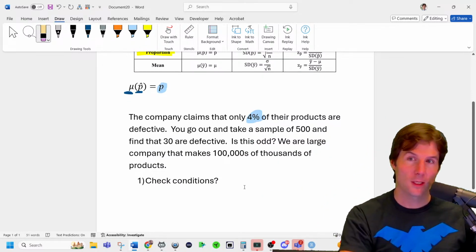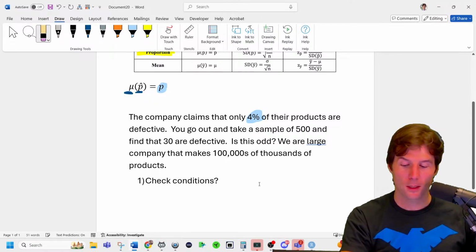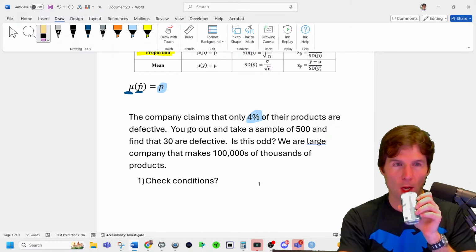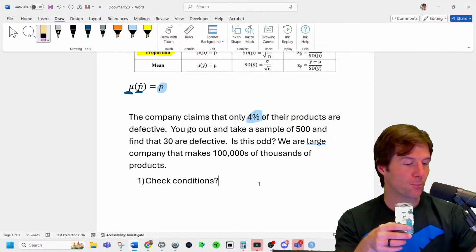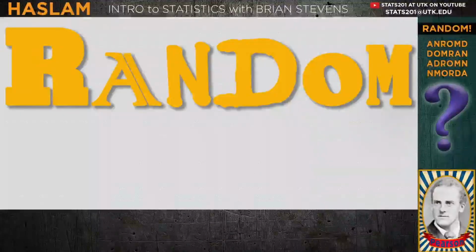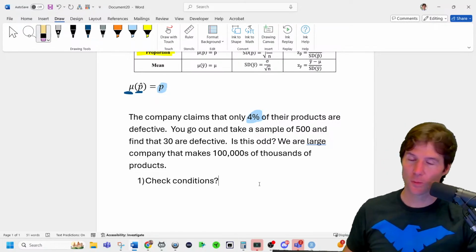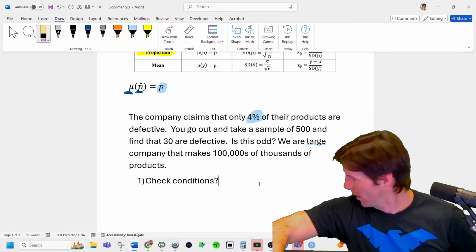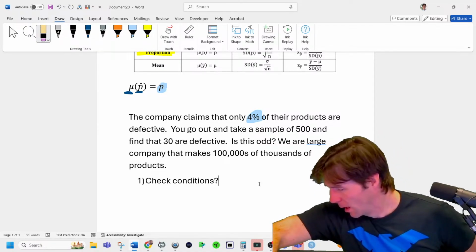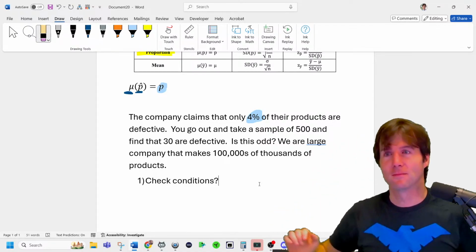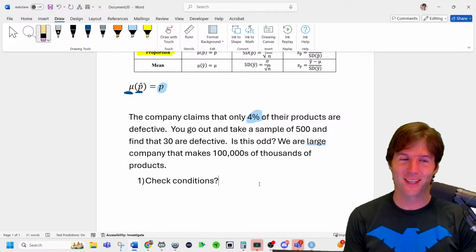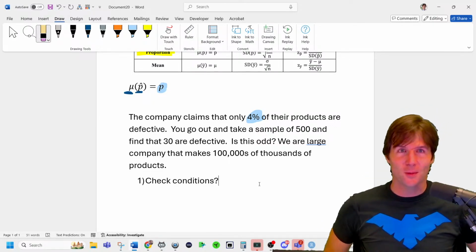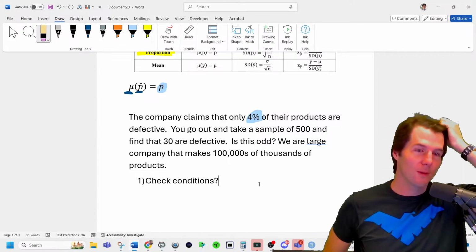Okay. What are the conditions? Condition 1. Condition 1, what? What is condition 1? Random. So the question should state in and of itself random. Cue the random video. Condition 1, random. Condition 2, like you, Evan.